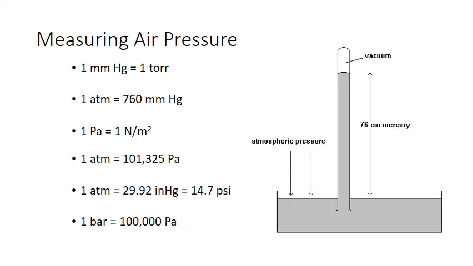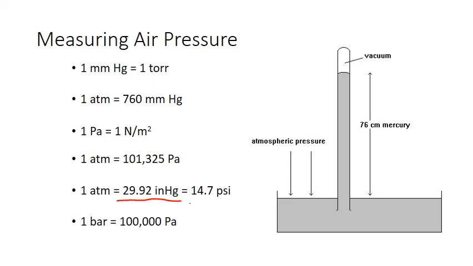The pascal is actually a pretty small unit. It turns out that 1 atmosphere equals 101,325 pascals. There are two older units of pressure that you also may encounter. The first is inches of mercury, inHg. It's similar to millimeters of mercury, just in units of inches instead of millimeters. So 1 atmosphere equals 29.92 inches of mercury.